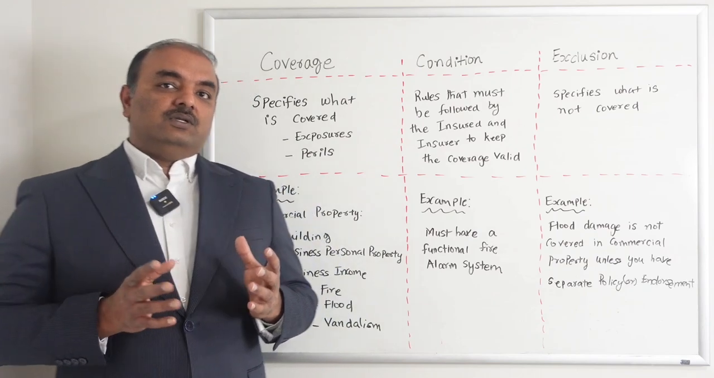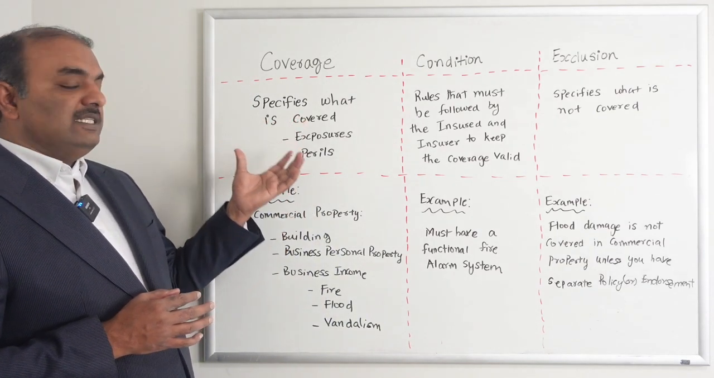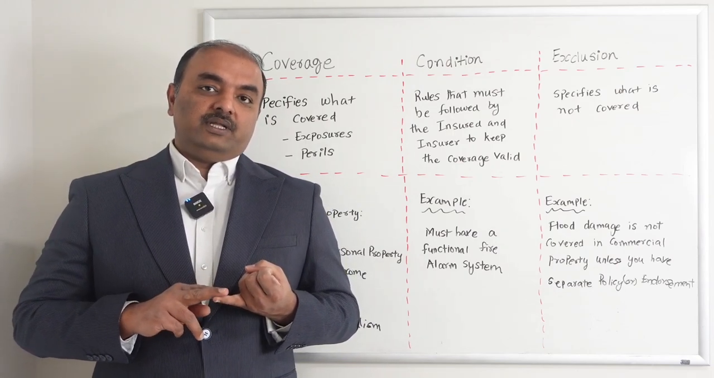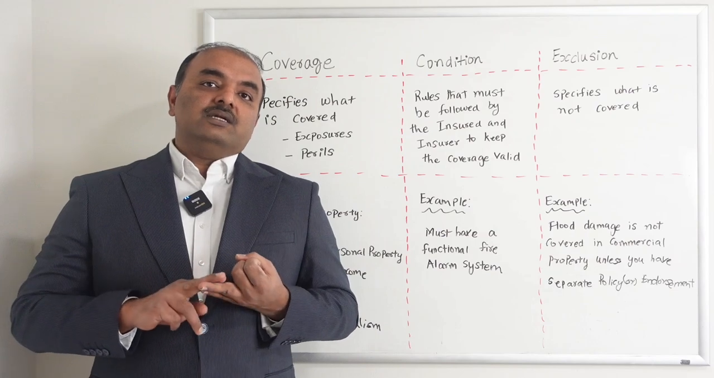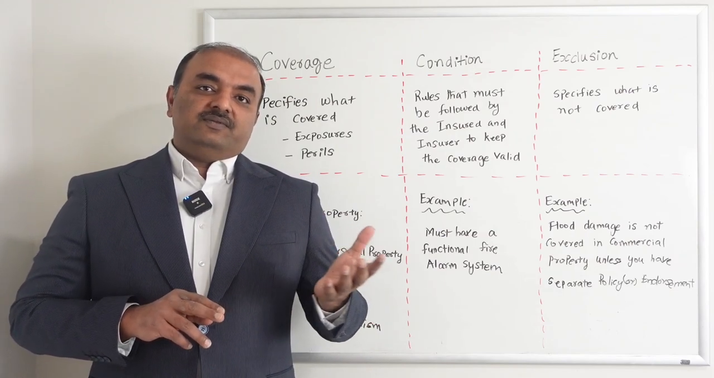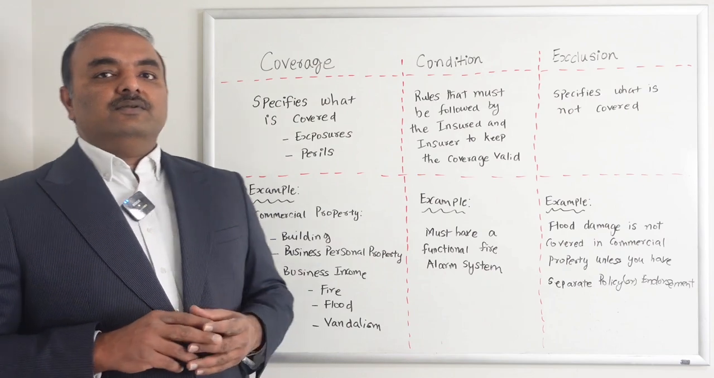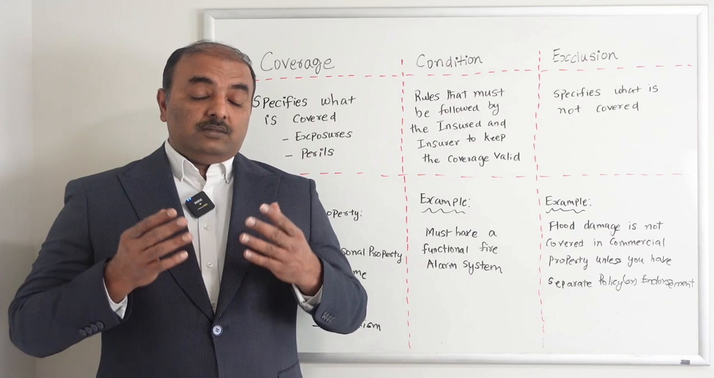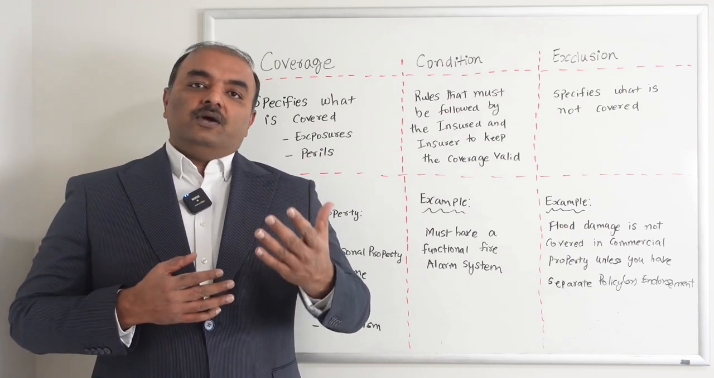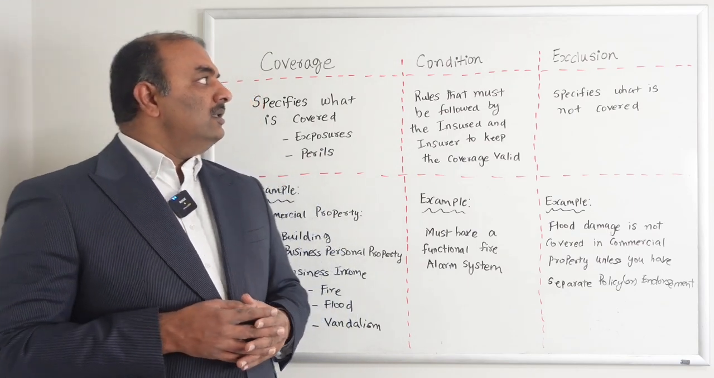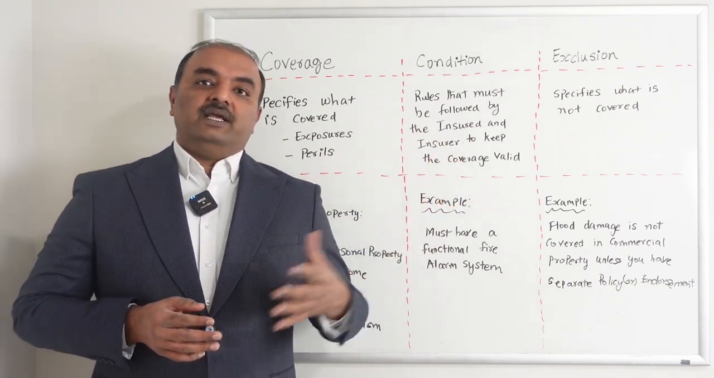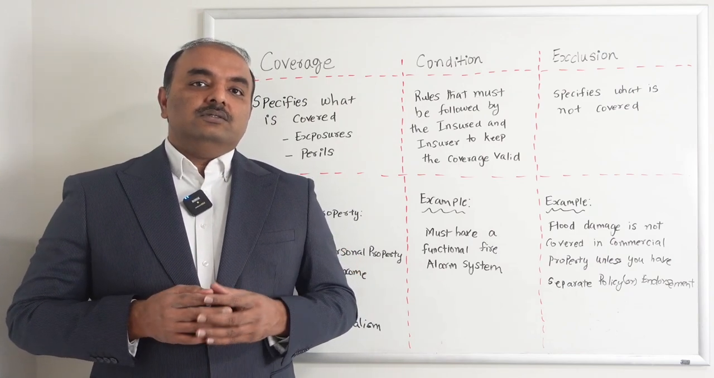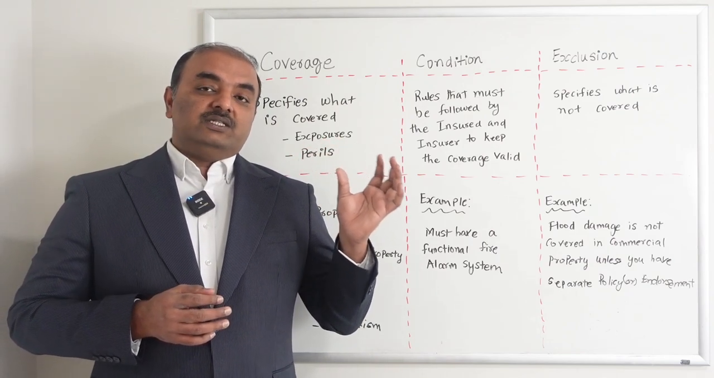So, a quick recap. As I told you, coverage is what specifies what is actually covered. It will have two parts: the exposures, such as building, business personal property or business income, and also the perils that are covered, like fire, vandalism, theft, etc. Whereas conditions are rules that must be met for the policy to be valid. In this case, like if you have a building, you must maintain a functional fire alarm system, or you have to report your claim on time, etc. The third thing is exclusion, which specifies what is not covered. As I told you, in general policies, flood is not covered, earthquake is not covered. So you have to look very carefully at those exclusions to make sure what is not covered.